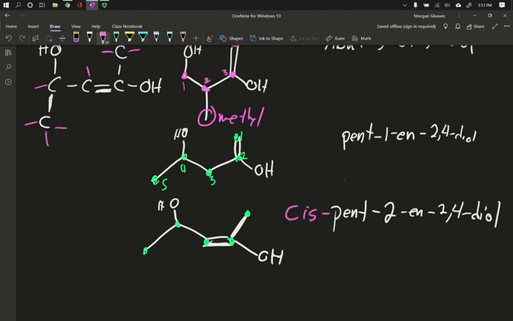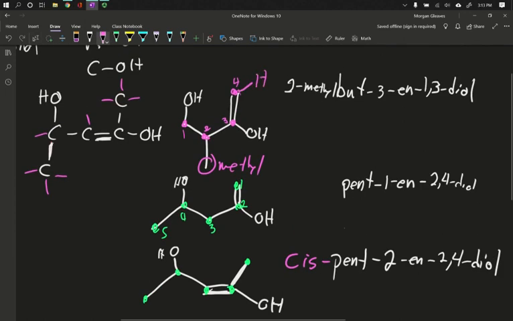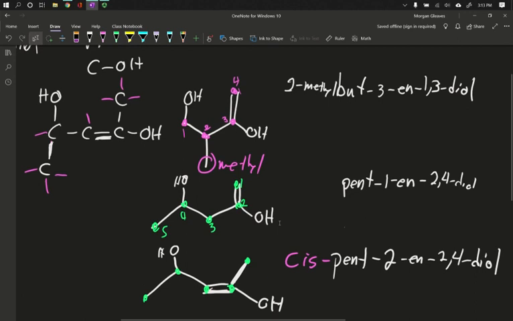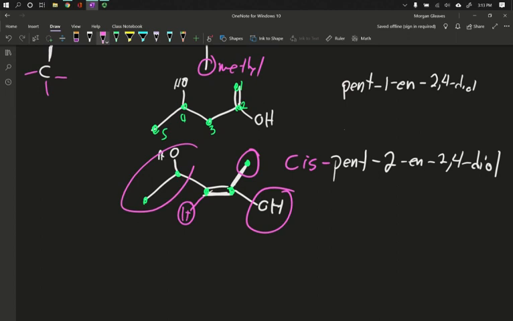Our first ones weren't because it was on the end. 2 of the groups were identical. They were both hydrogen. So there was no differentiating cis and trans when the 2 groups on the same carbon are the same. But now we had different groups down here. We had a methyl, we had an OH, we had a hydrogen, and we had whatever this 2-carbon OH chain would be. And so now we had to deal with cis and trans.